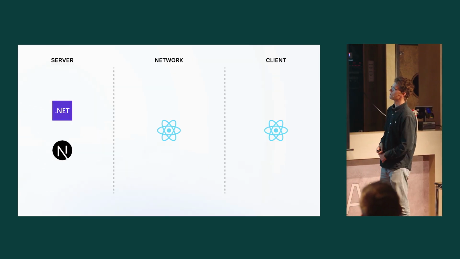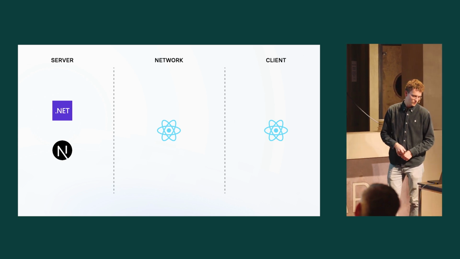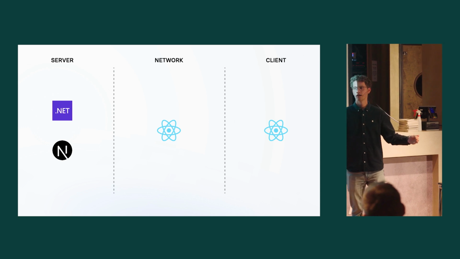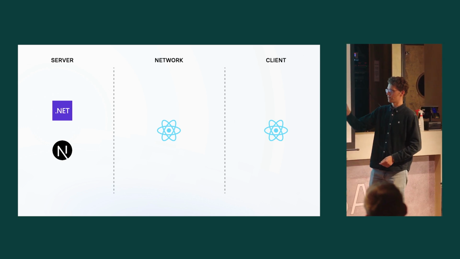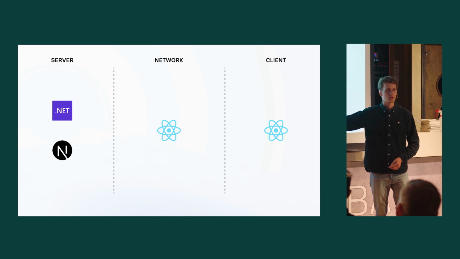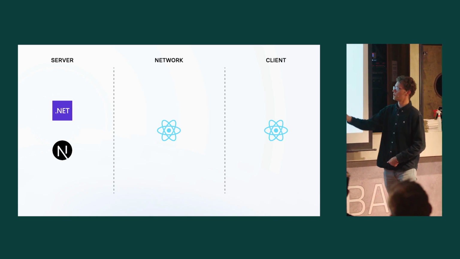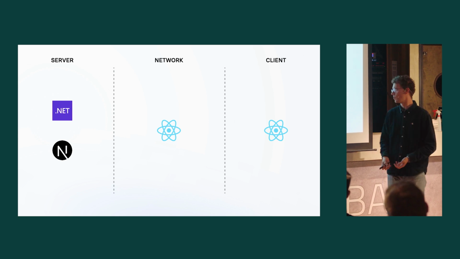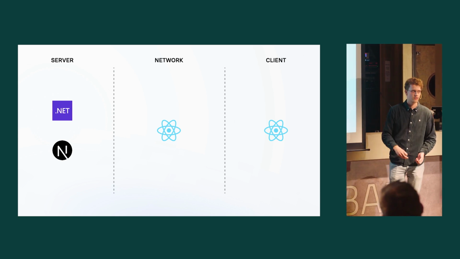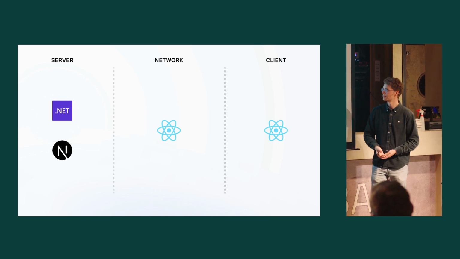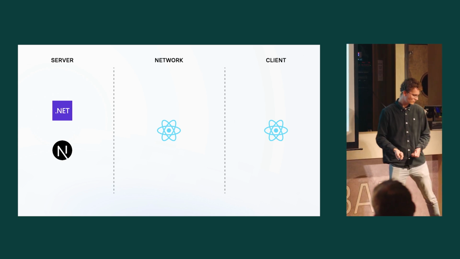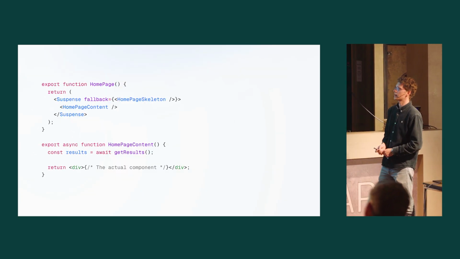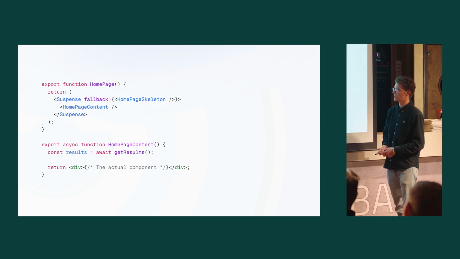And then to put it in this diagram, it looks something like this. We can still have our .NET API on the backend, like our entire backend infrastructure. And then we have the React Server Components enabled framework also on the server. And then over the network goes React. React has this special format for React Server Components, and React on the client then knows what to show.